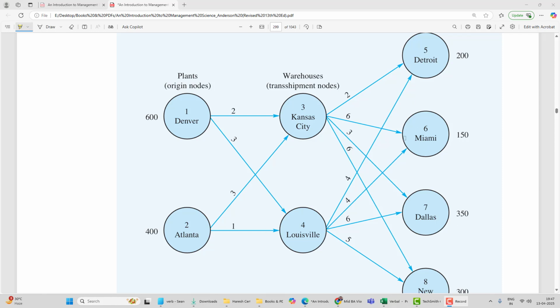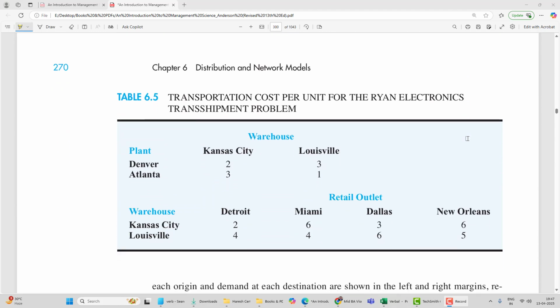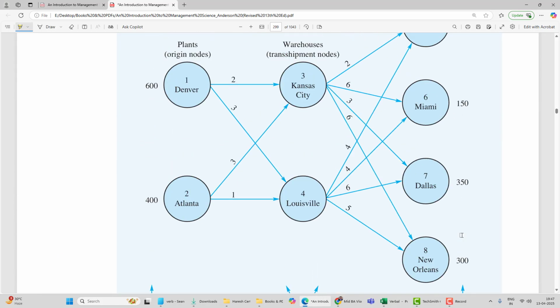So this is a typical arrangement, but it can also be given in a table format, and if it is a table format, it will look like this. It will be two tables: from plant to warehouse, so Kansas City and Louisville are the warehouses, and then from warehouses to retail outlets. This table and this table give the cost per unit of the transportation, right?